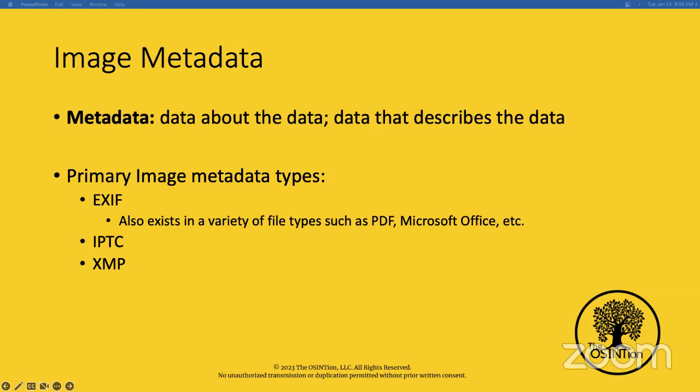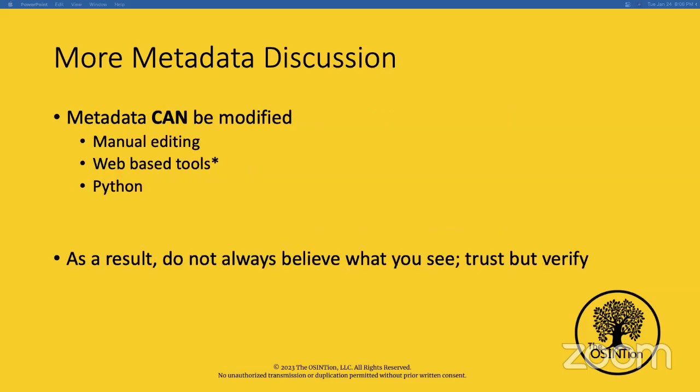Anyway, let's talk about the metadata types. You've got EXIF, which also exists in a variety of other file types, such as PDF, Microsoft Office, etc. You've got IPTC and XMP. Let's talk a little bit more about the discussion of metadata. And in doing so, let's understand that metadata can be modified. There are ways to manually edit it. There are ways to use web-based tools. Notice the star next to it. You can do it with Python. You can also do it with ExifTool.